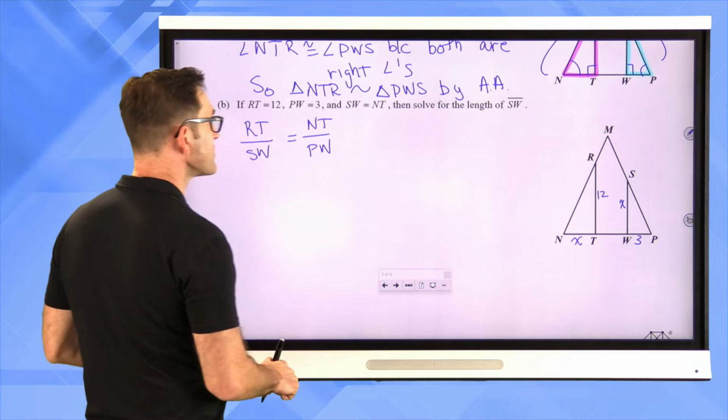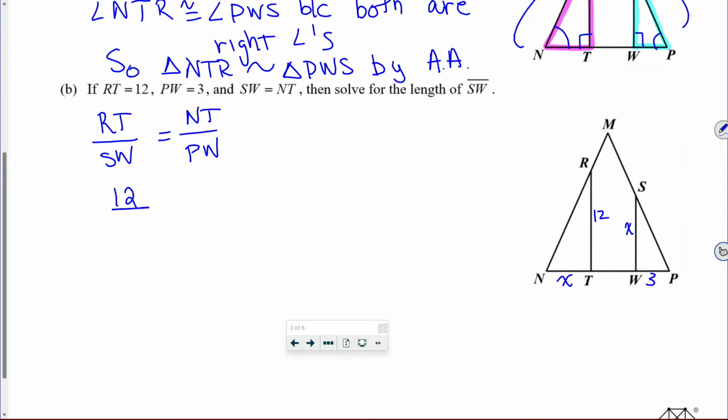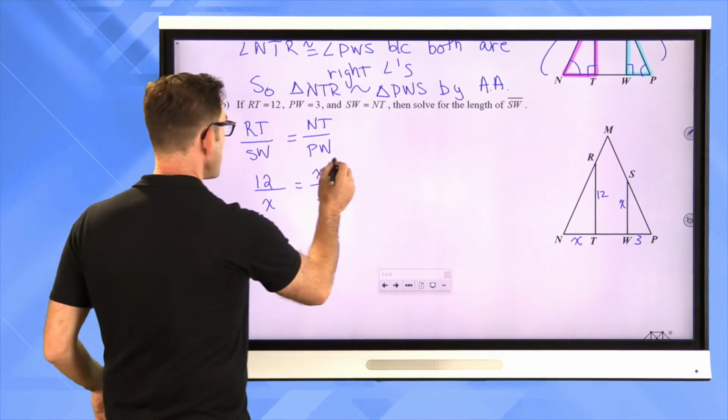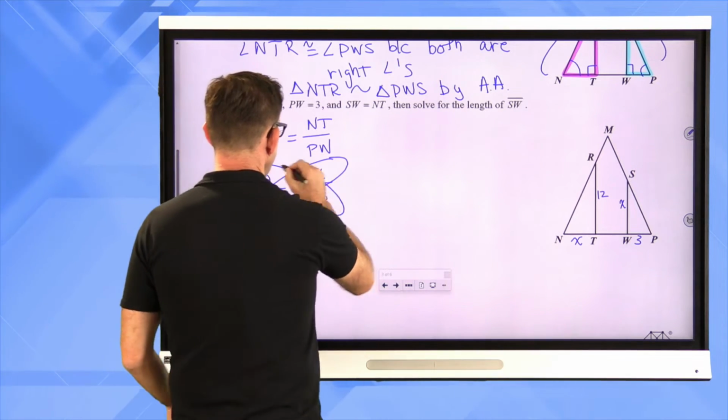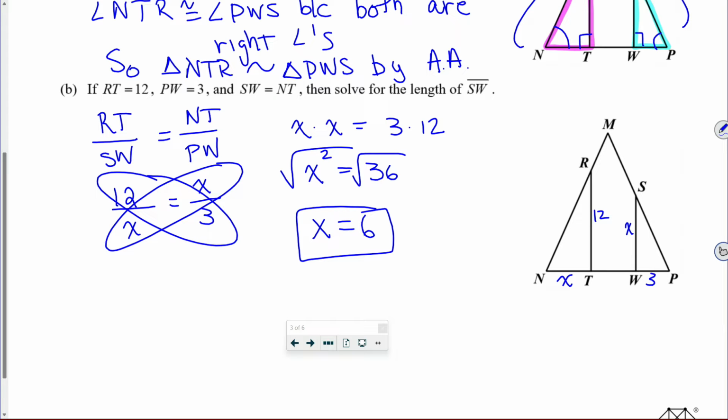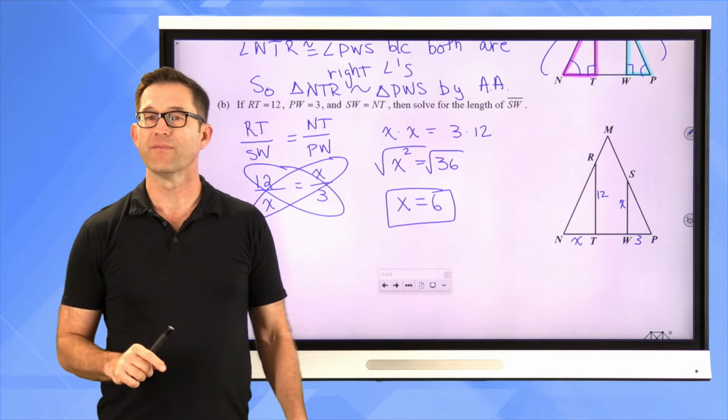Let's now fill in the blanks. RT is 12, SW is X, NT is X, and PW is 3. Simple enough. This one we're definitely going to want to cross multiply on. So I cross multiply: X times X is equal to 3 times 12. X times X, as we all know, is X squared, and 3 times 12 is 36. And I take the square root of both sides. Even though I get plus or minus 6, I'm only going to have positive 6 because these are lengths. They can't be negative. There it is.